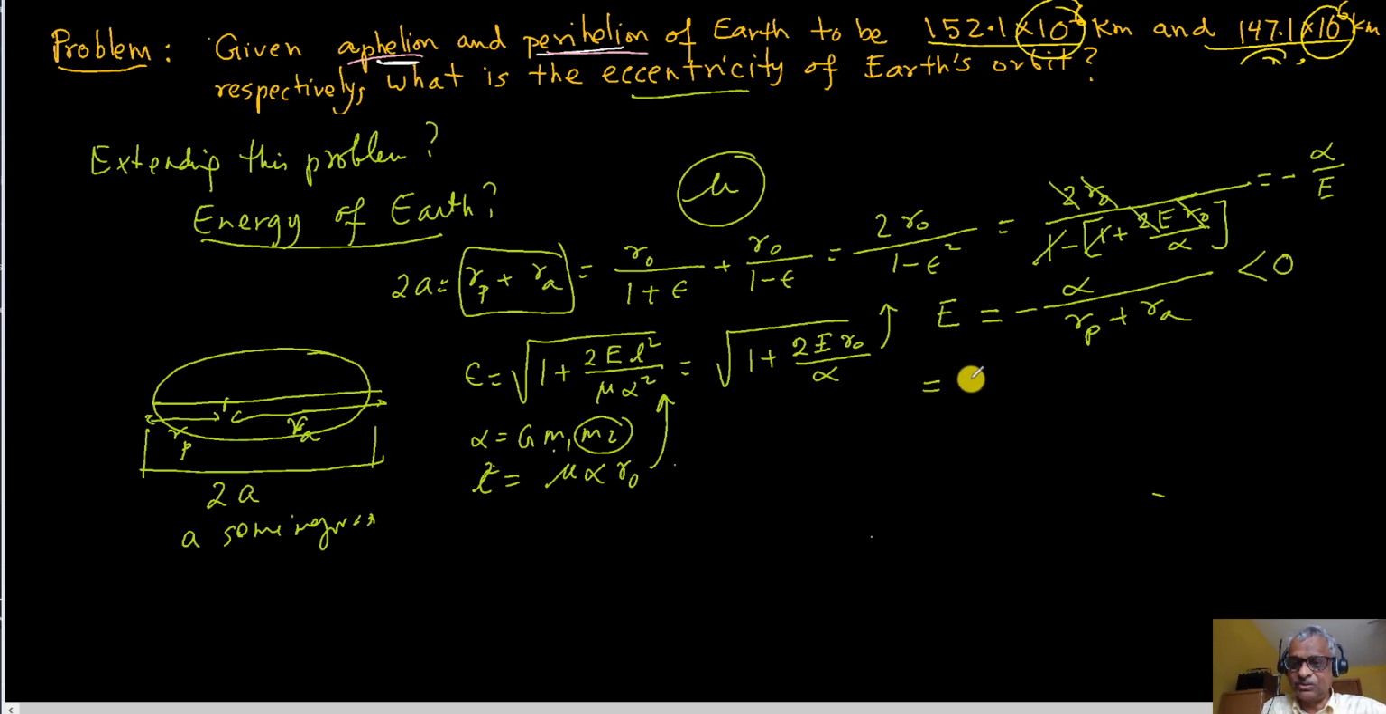And so what do we need? We need Newton's constant, mass of sun, mass of earth, and this RP plus RA. And these you can look up. So pretty cool. You can find the energy of earth.